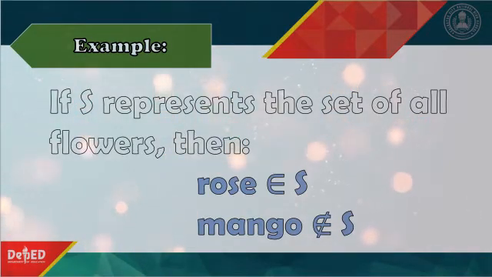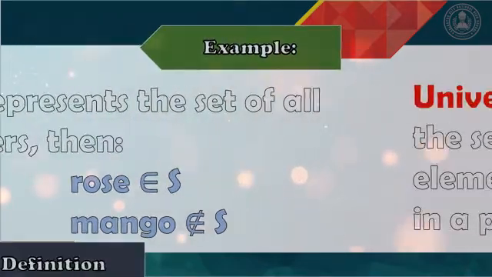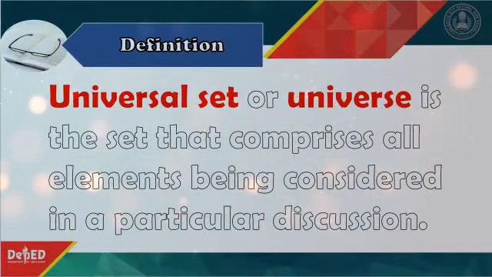At the start, we used the word "things" in quotes. We call this the universal set. It's a set that contains everything. Well, not exactly everything. Everything that is relevant to our question. Meaning to say, universal set or universe is the set that comprises all elements being considered in a particular discussion.